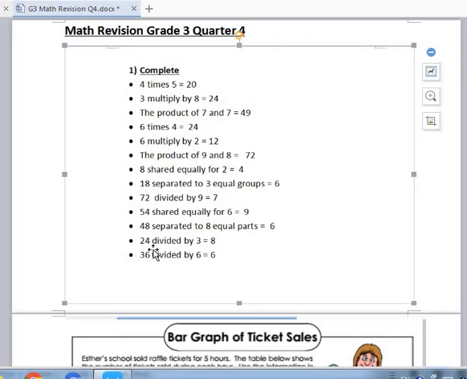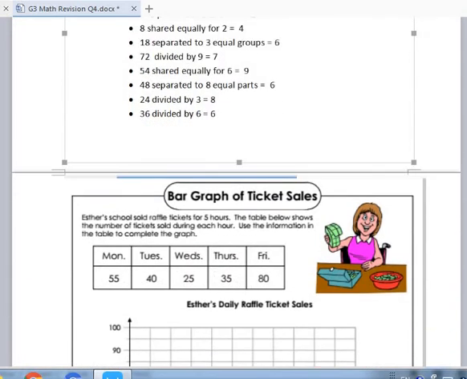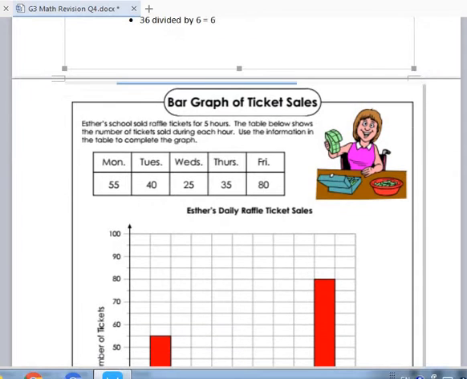Okay, here I have 24 divided by 3. So 24 divided by 3, 3 times what gives me 24? Do you remember? 3 times 8. 36 divided by 6. Do you remember the song? 6 times 6 equal 36. By now, this is the multiply and divide.